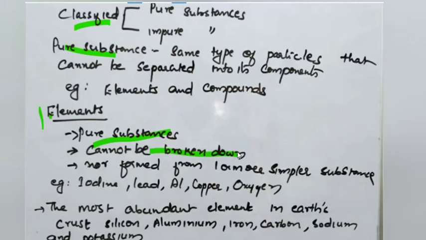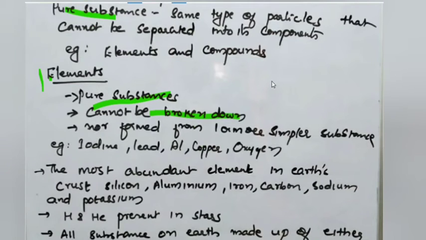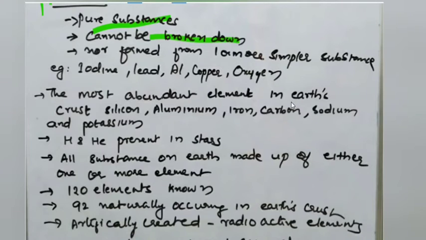As a pure substance, pure in other words means it is perfect, which cannot be further classified or further broken down, nor formed from one or more simple substances. That is, it is already formed from the simple substances, so it cannot be again formed from simpler substances. It includes iodine, lead, aluminium, copper, and oxygen. So under the pure substances come iodine, lead, aluminium, copper, oxygen.